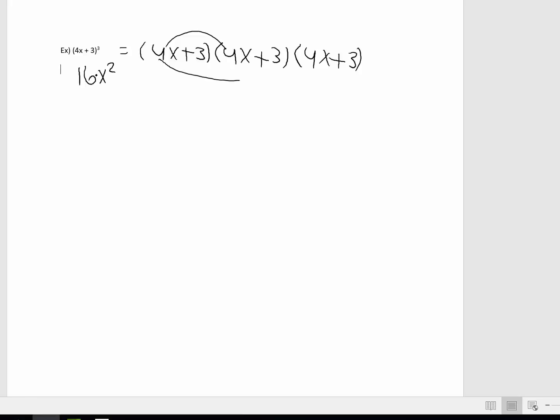Okay, last example, very similar to the previous example. So I'll rewrite it as 4x plus 3 times 4x plus 3 times 4x plus 3. Okay? So again, I'm going to take two at a time. I'll FOIL. Don't forget to bring the 4x plus 3 down. So again, I'll combine like terms.